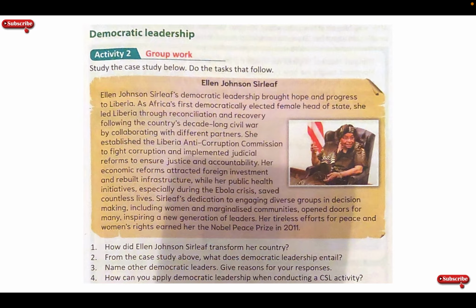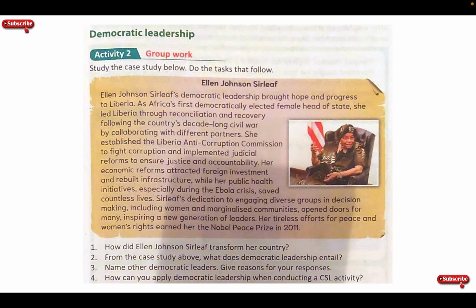Number 4, how can you apply democratic leadership when conducting a CSL activity? Number 1 is group talk. You ask everyone in your group for their ideas before starting the project. That is number 1, group talk. Number 2 is fair tasks. You give every person a job so that everyone feels important.